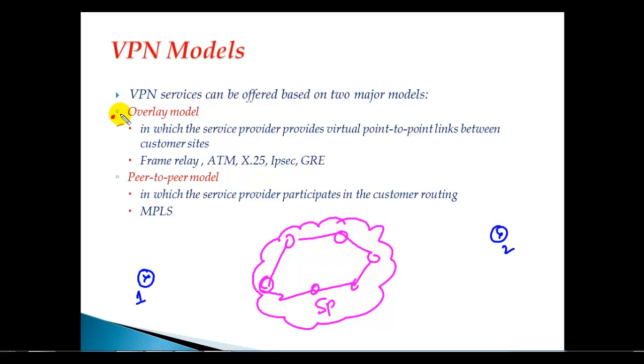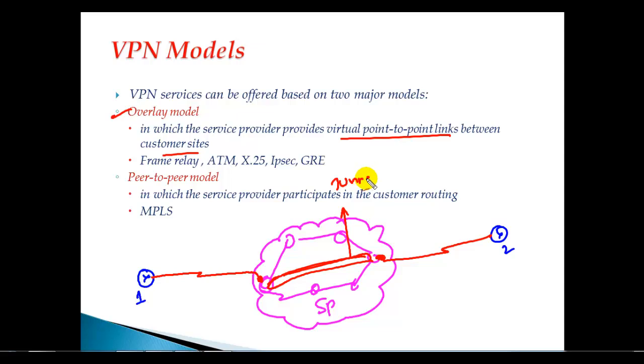Now the basic differences are in the overlay model. The service provider provides a virtual point-to-point connection between the customer sites without actually exchanging the routing information. Which means we provide a connection to the nearest service provider device, that is the PE device, and then we connect to the nearest provider edge device on the other side. The service provider provides a virtual point-to-point connection between these two. It's more like a tunnel. In case of GRE, we call them GRE tunnels, and we even have IPsec tunnels.